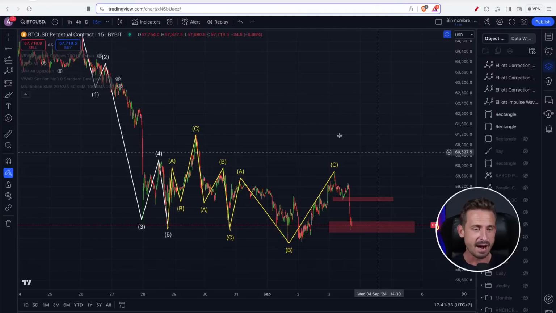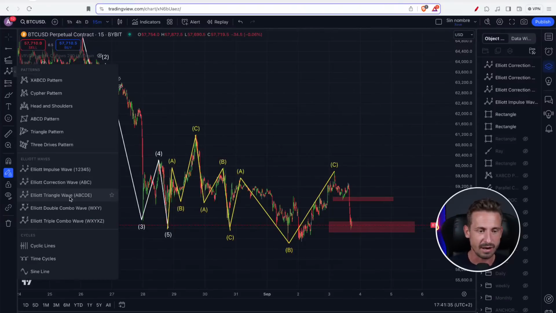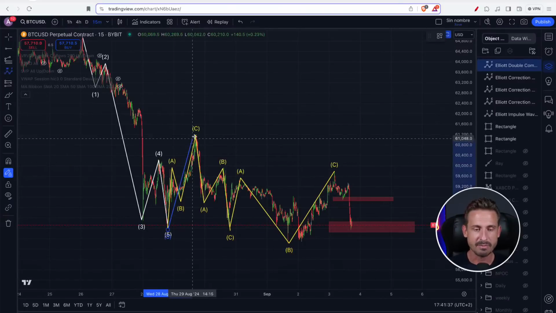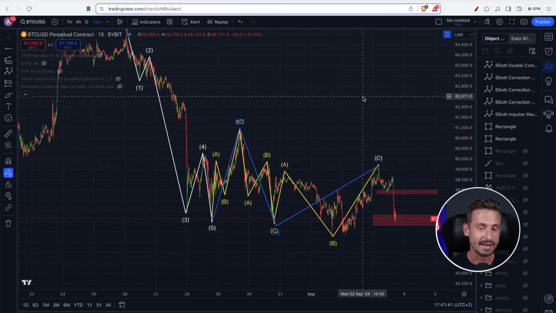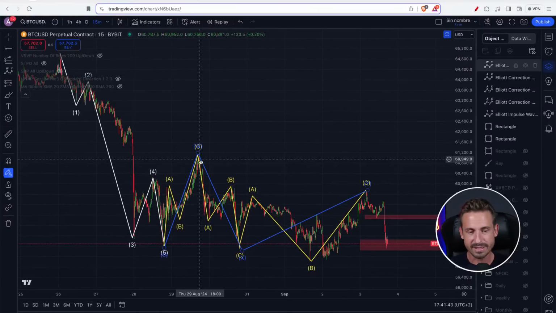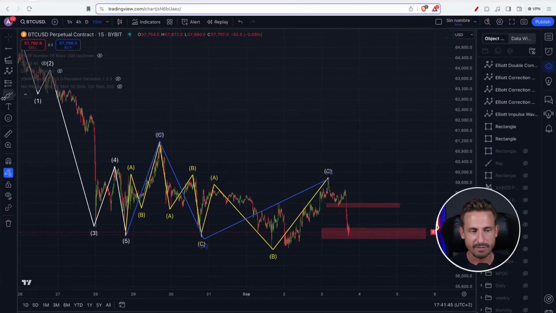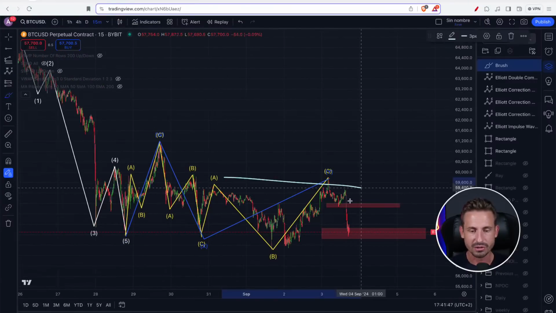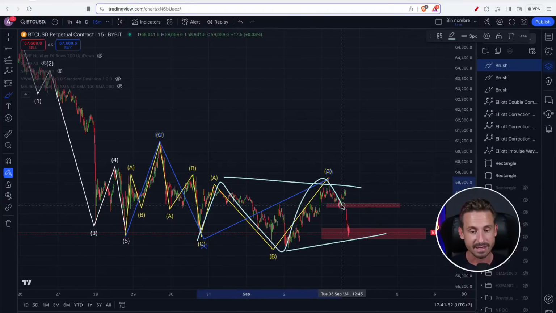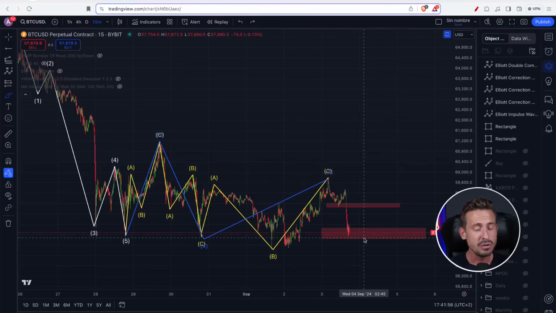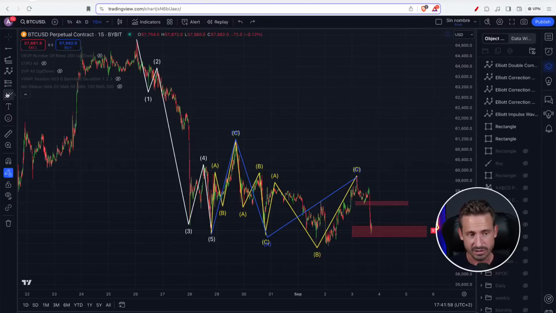And if we do count this, we need to count a possible larger time frame, WXY. Because in a WXY, when you do form a zigzag in an A wave, you can only form a flat structure or a triangle when you're forming a Y. And we basically formed a flat here, and we're moving down pretty aggressively, giving priority to the bears right now, only because of this move.